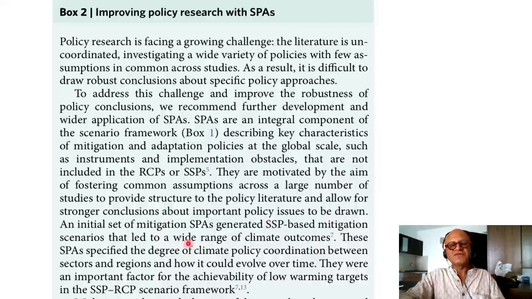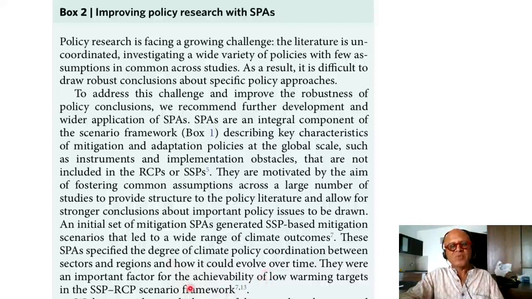An initial set of mitigation SPAs generated SSP-based mitigation scenarios that led to a wide range of climate outcomes. Okay. These SPAs specified the degree of climate policy coordination between sectors and regions and how it could evolve over time.